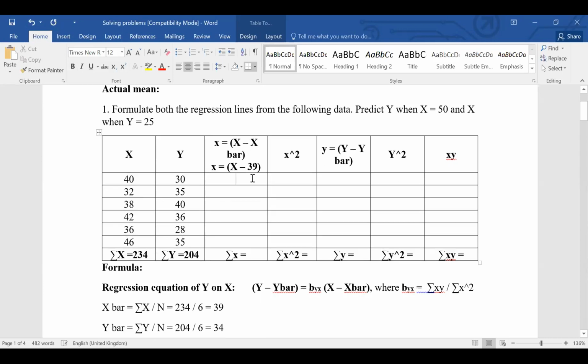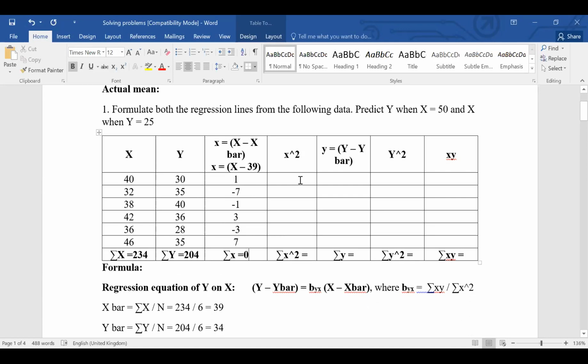Okay, x minus 39. 40 minus 39, 1. 32 minus 39, minus 7, right? 38 minus 39, minus 1. 42 minus 39, 3. 36 minus 39, minus 3. And 46 minus 39, 7. Okay, you got the value, right? And the summation x value will be 0, right?